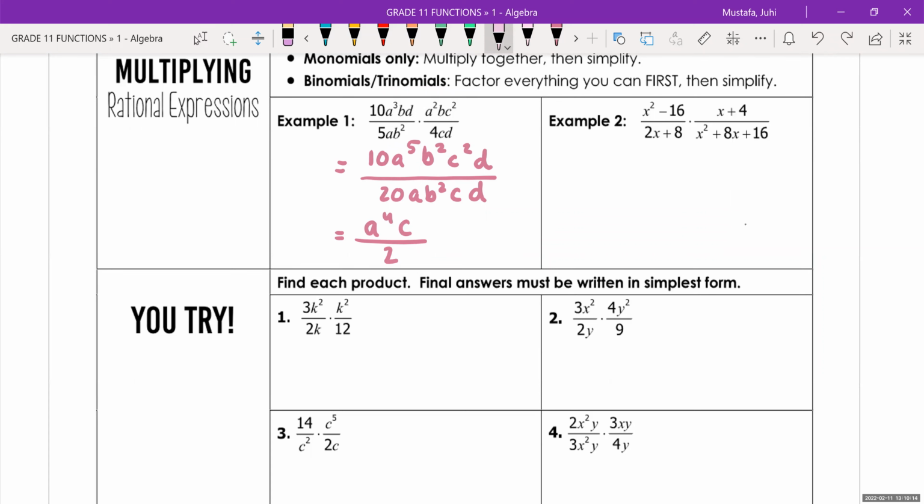So in this question, what do you think are the restrictions? For A, B, C, and D, what can't it be? They can't equal 0. Yeah, so we're just going to write down A can't equal 0, B can't equal 0, C can't equal 0, and D cannot equal 0.